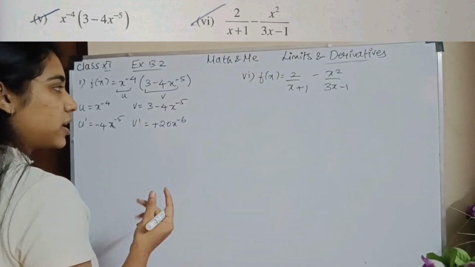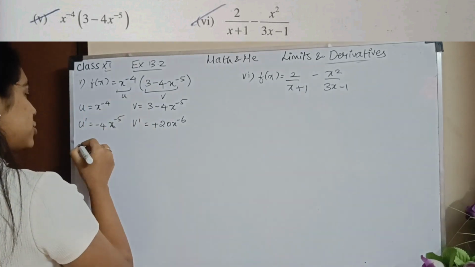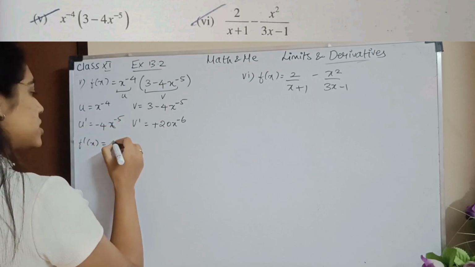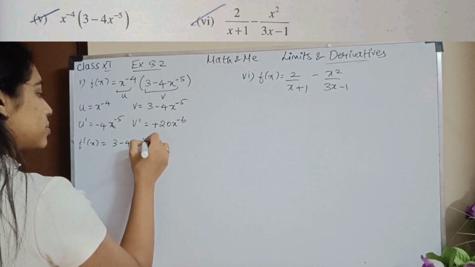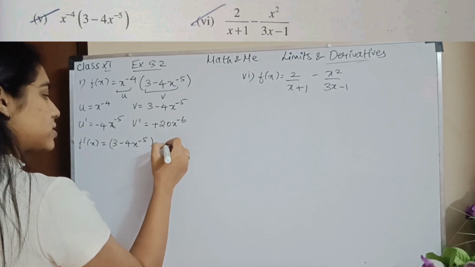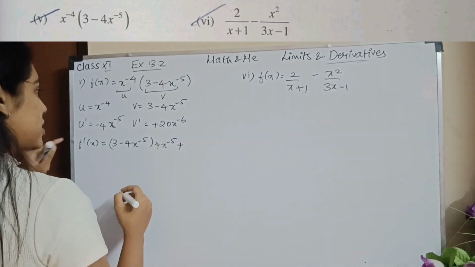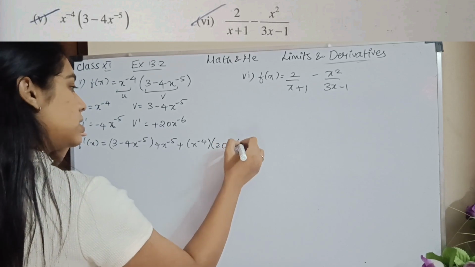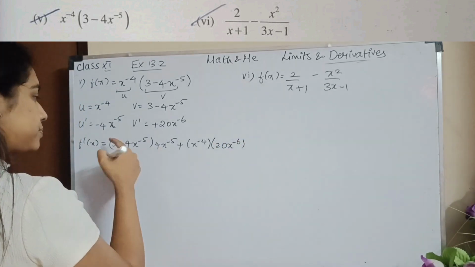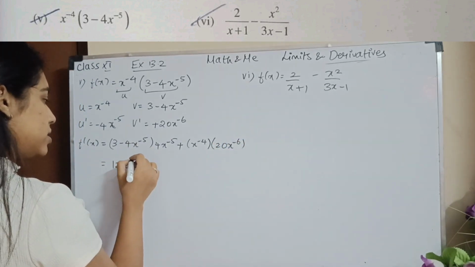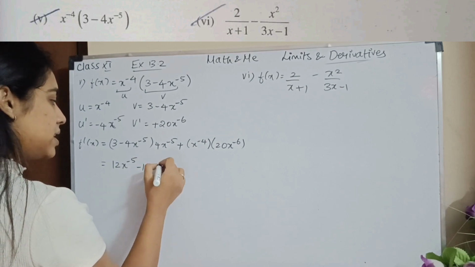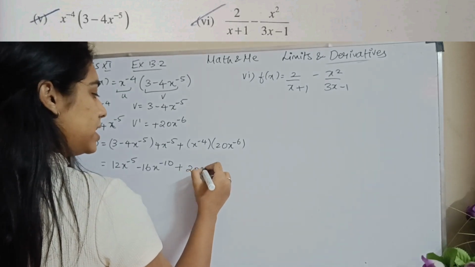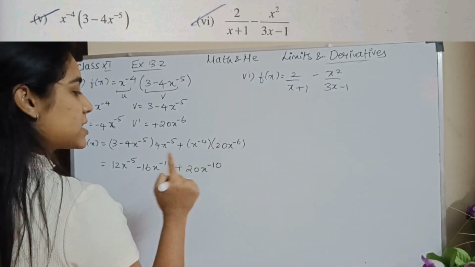Okay. You have to be very quick while doing such questions. So v u dash plus u v dash. So f dash of x equals v u dash, which is 3 minus 4x to the minus 5 times 4x to the minus 5, plus uv dash. So it is x to the minus 4 times 20x to the minus 6. So when you open this, 4 3s are 12x to the minus 5 minus 16x to the minus 10. Minus 5 minus 5 is minus 10. Plus I have 20x to the minus 10. Minus 4 minus 6 is minus 10.